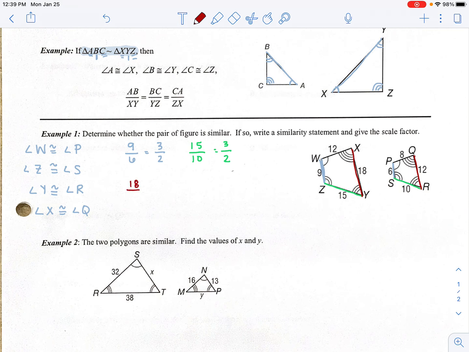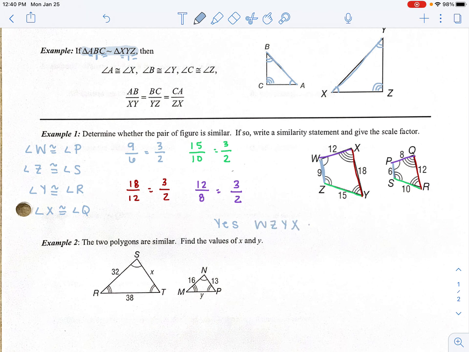We've got XY and QR. So I've got 18/12. If I reduce that, I get 3/2. So again, we're looking pretty good. And then the last one, we're going to do WX and PQ. I get 12/8, which reduces to 3/2. So I would say yes, these are similar shapes.